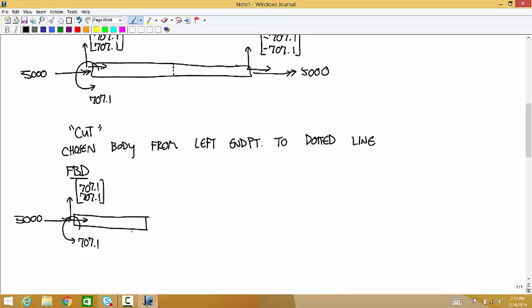What external loads do we have on the right of our member? Remember, our chosen body doesn't include any of this stuff or those forces on the end. So what loads do we have here? These are the internal loads: tension, shear force, bending moment, and torque.